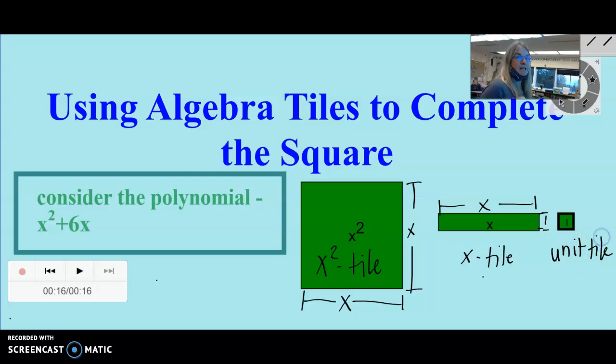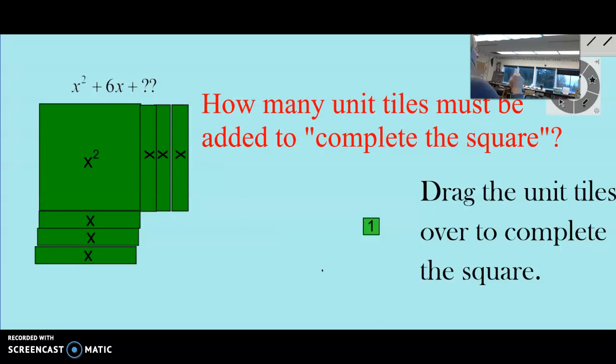We're going to use algebra tiles in order to visualize how to complete the square. So the unit tile is 1 by 1, by the way. Okay, so if you have an expression like x squared plus 6x, what we're really going to do is physically make a square with these algebra tiles.